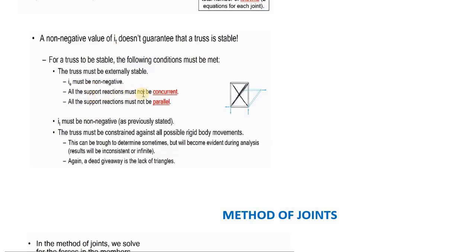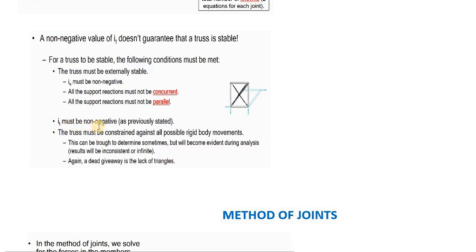All the support reactions must not be concurrent. What do I mean by must not be concurrent? That is, they must not pass through a single point. Okay, and all the support reactions must not be parallel. So all the support reactions must not be parallel, and all the support reactions must not be concurrent. Okay, so this is what we mean by for a truss to be stable, it must meet these conditions.